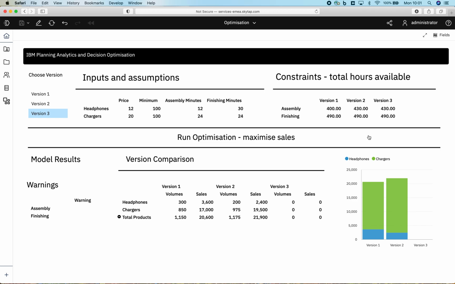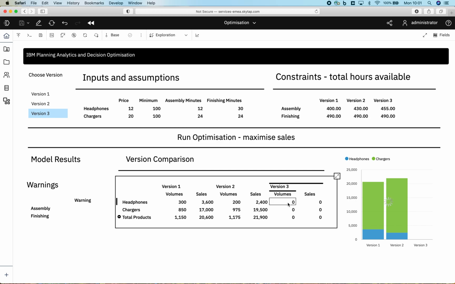So what I want to do now is to really see what we could do if we had maybe 450 or even 455 hours available to us in assembly. So if you manage to recruit somebody for the week, what could we do with that capacity? So my question is, how can I maximize revenue with these resources? Now I can use the traditional approach of typing in different combinations of numbers and seeing what happens.